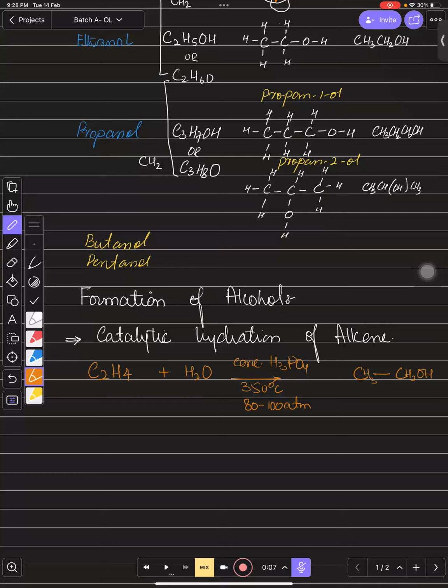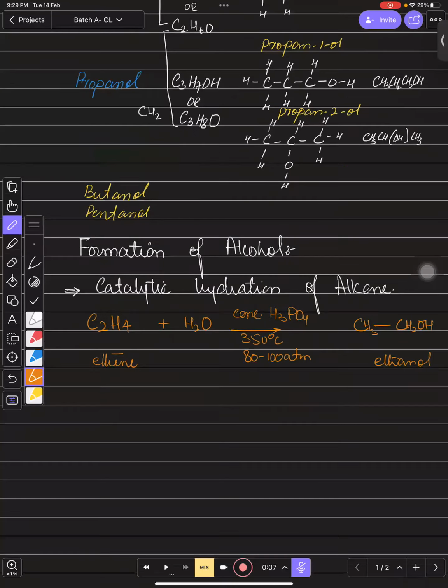So you can call this: ethene को convert कर आपने बना दिया ethanol. Ethene को convert कर आपने बना दिया ethanol, right? So you can form ethanol from ethene. Then same as it is, one more thing that you can do over here.